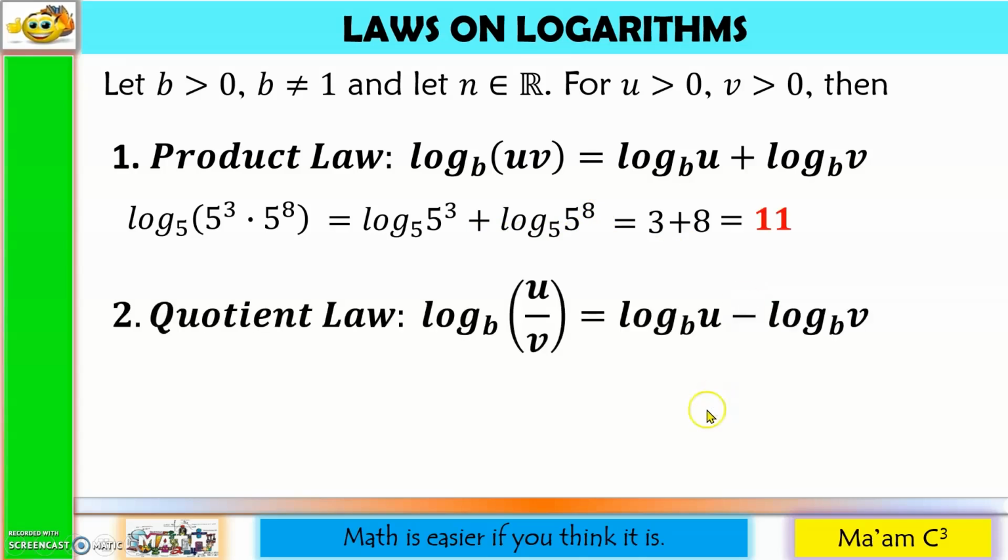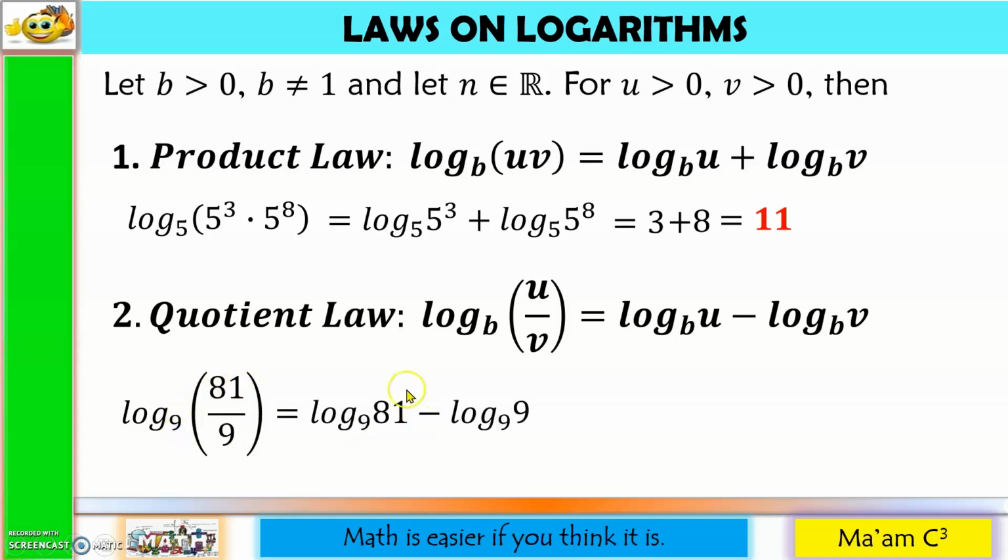Next law, we have the quotient law. The logarithm of u over v to the base b is equal to the logarithm of u to the base b minus the logarithm of v to the base b. So in number 1, in product law, from multiplication, it becomes addition. In number 2, for quotient law, from division, it will become subtraction. So let's have an example. So this will become the logarithm of u to the base b minus the logarithm of v to the base b.